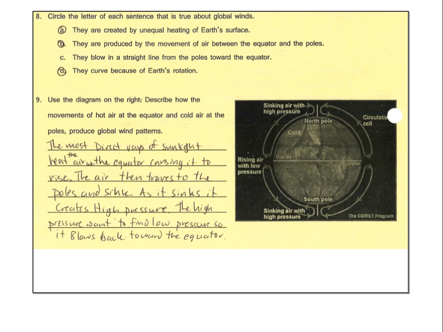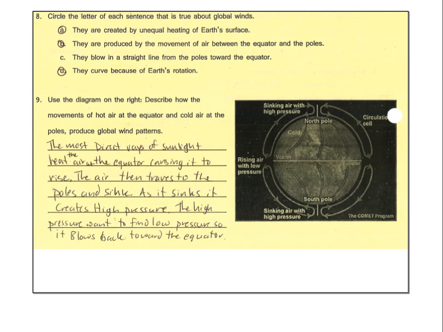You'll notice on this picture that they blow in this curved effect, and we'll tell you why in a little bit. That's caused by the Coriolis effect. The last one, D, is correct. They curve because of the Earth's rotation. Number 9 says, using the diagram, describe how the movements of hot air from the equator and cold air produce global wind patterns.